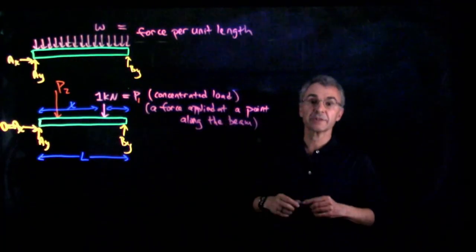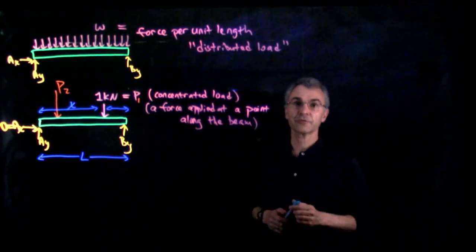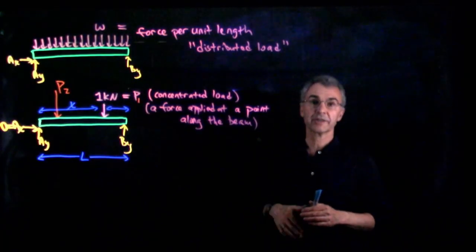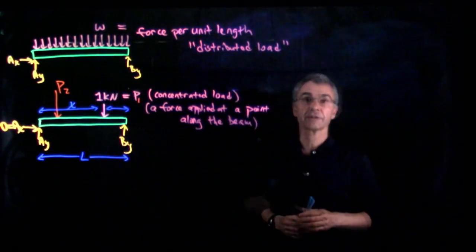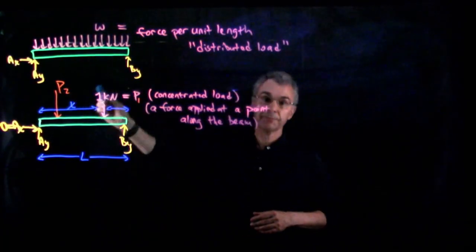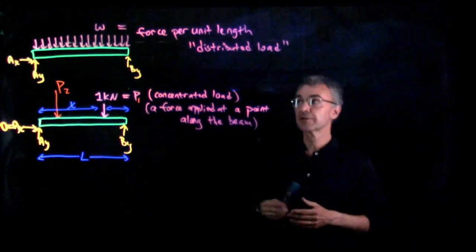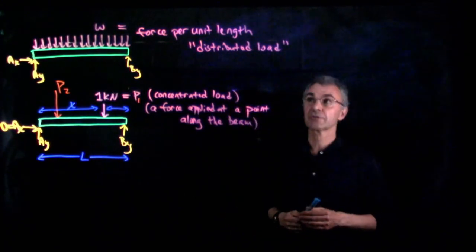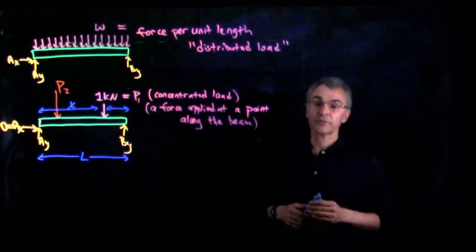We call that a distributed load. A distributed load is usually represented with the lowercase w. So lowercase w is downward force per unit length exerted on the top of the beam. The symbol P typically denotes a point load, a concentrated load. The symbol lowercase w typically denotes a force per unit length, a distributed load. So we've never seen that before.